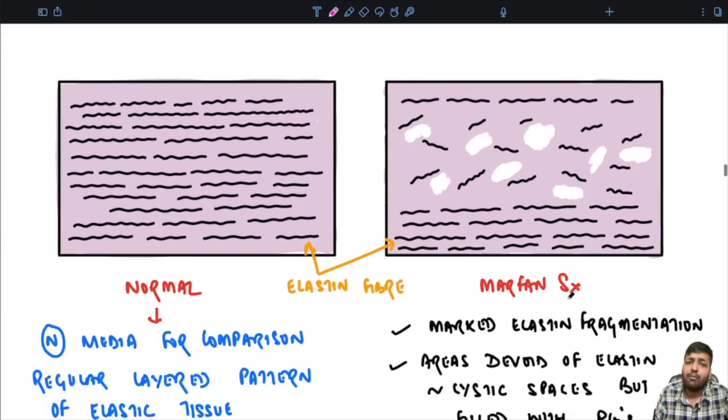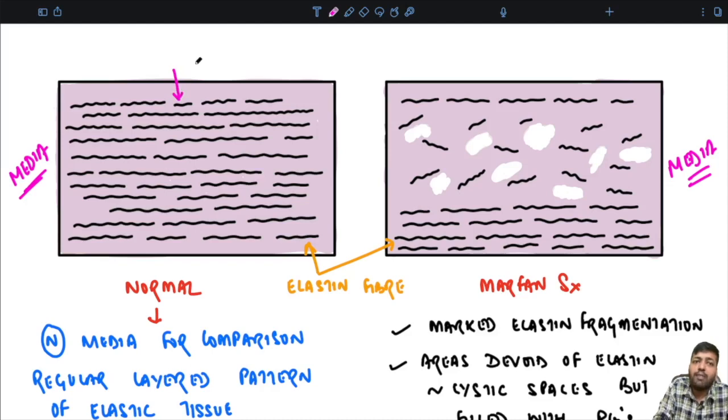Let me show you with the help of a diagram over here. So normally, what we are seeing over here is one part of the vessel. This is the tunica media. Over here we are looking at the media, and the tunica media contains the elastin fibers, which are shown in black over here.